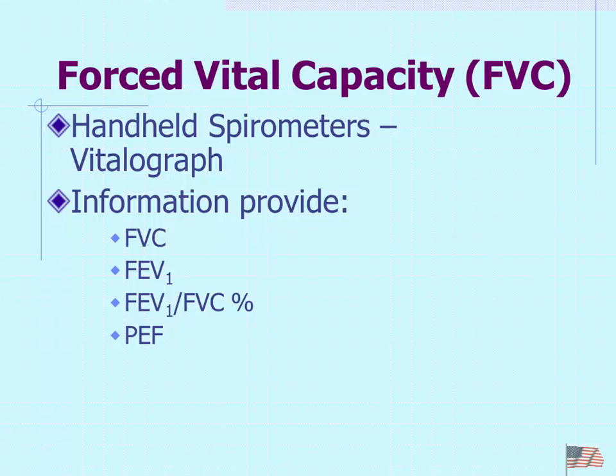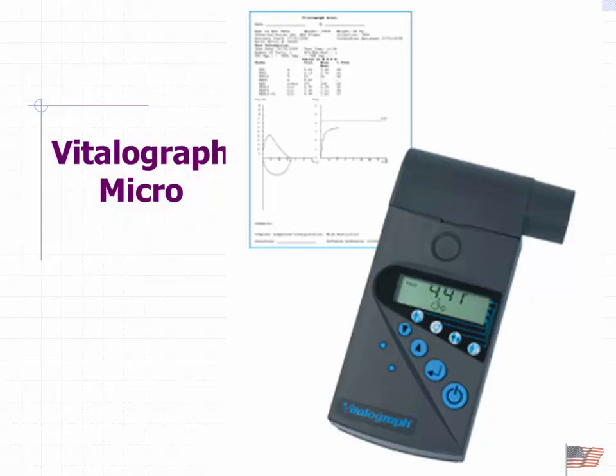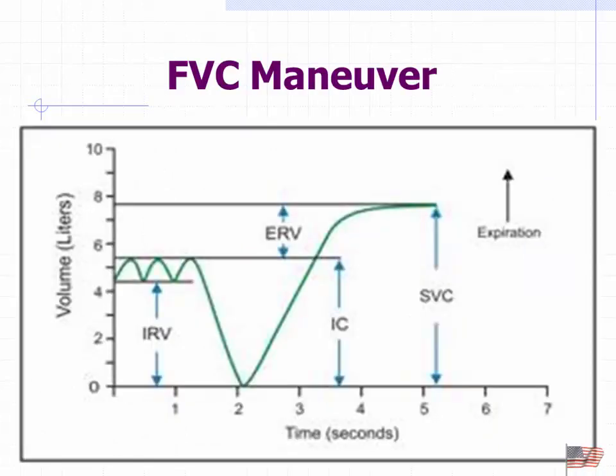Then we'll also go ahead and have you guys do a handheld spirometer with us using the Vitalograph. That's what this one is. We'll go through how to use that in a bit. But that'll give us our FVC. It'll give us our FEV1. It'll give us our ratio. It'll give us our peak flow. So it does all those measurements for us. You can hook it up to a printer and print it out, but we're not going to do that.